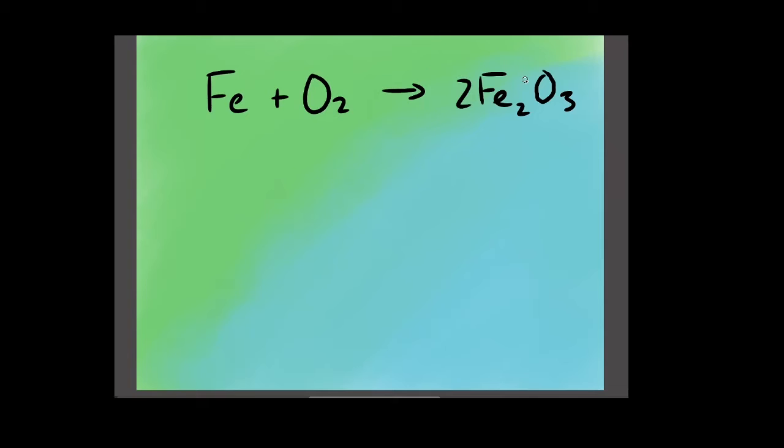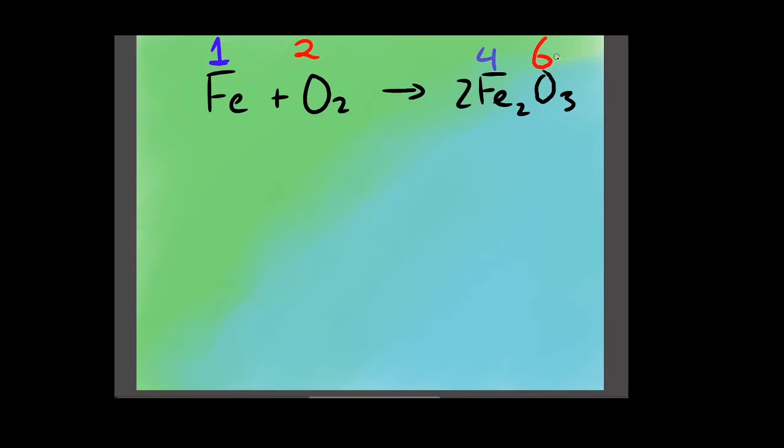Consider the following equation. The equation above is unbalanced, so how can we balance it? Let's look at the atoms on the left-hand side first. There's 1 Fe atom and 2 oxygen atoms on the reactant side. Now let's look at the right-hand side. There are 4 Fe atoms and 6 oxygen atoms on the product side.